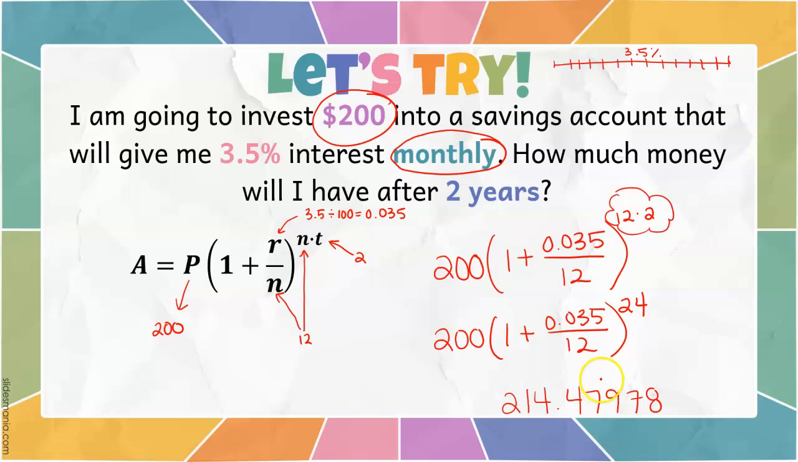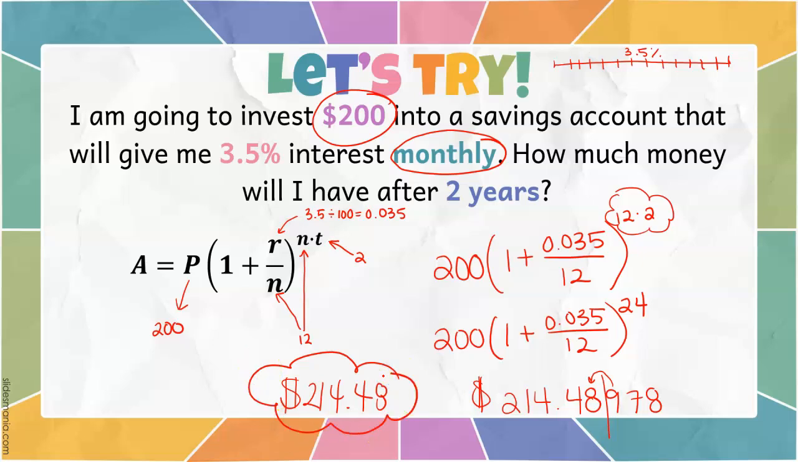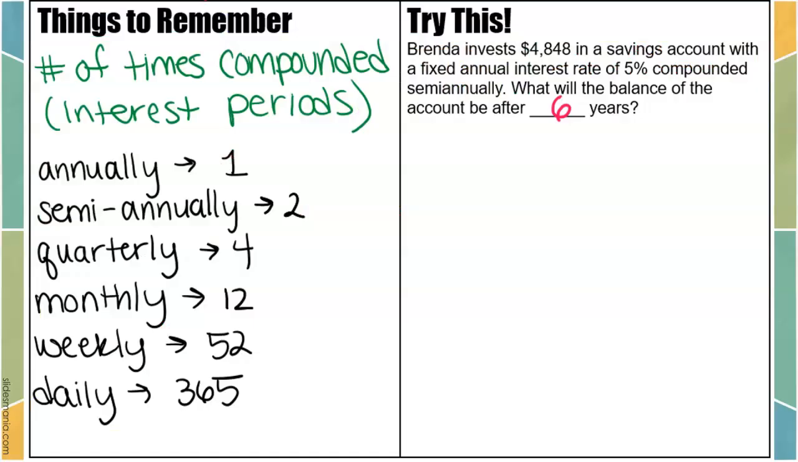214.47978. And this is a great time to mention that since we are talking about money, we always want to round to the nearest hundredth or 2 decimal places. This 9 tells me to round that 7 up. So my answer would officially be $214.48. So over the course of 2 years, I earned $14.48 in interest.